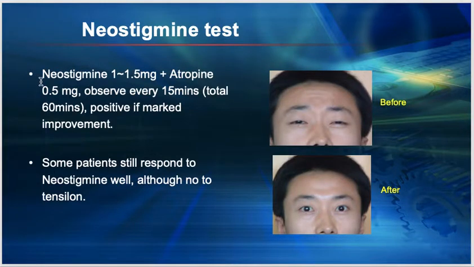Neostigmine test, guys, again, this is working on the same principle, same thing like tensilon, okay? Simply we can give them neostigmine plus atropine, and we observe for 15 minutes. It is positive if there is marked improvement. So see, before and after we give it. Some patients still respond to neostigmine well, although not to tensilon. We give them atropine just to counter the side effects on the heart, right? So this is how we do the test for Myasthenia gravis. And what is the difference between tensilon and neostigmine, guys? Remember, neostigmine is a longer acting drug, okay? Tensilon is a shorter acting drug.